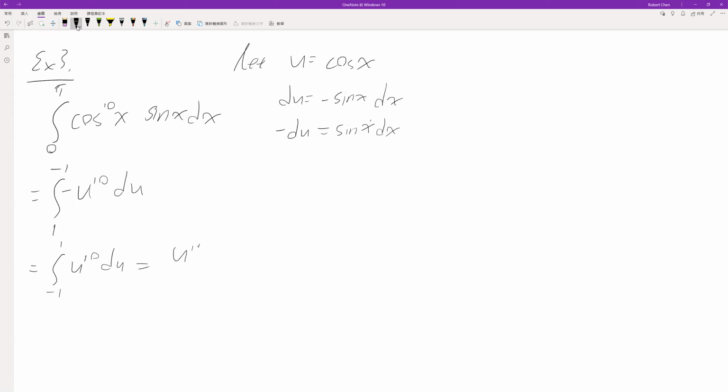All right, and this is really easy. Negative 1 to 1, which is 1 over 11 minus negative 1 over 11, right, which is 2 over 11. And that's it, right? So the big power, don't let that scare you because we have that extra sine here. So the sign will be the result from the chain rule of cosine, right? And you just need to worry a little bit about the signs here. But overall, this is one of the easier ones. All right, so next let's look at the other type of trig functions.